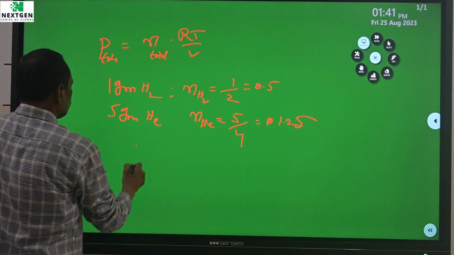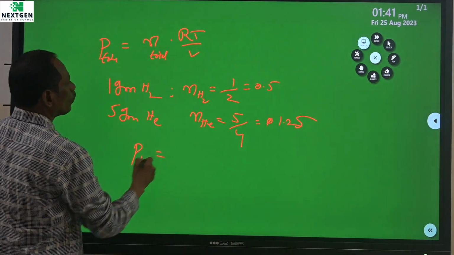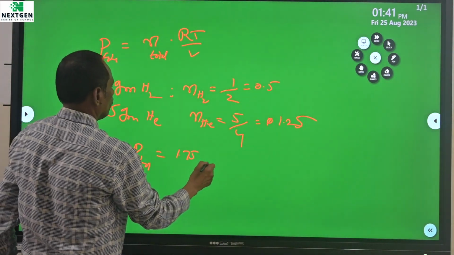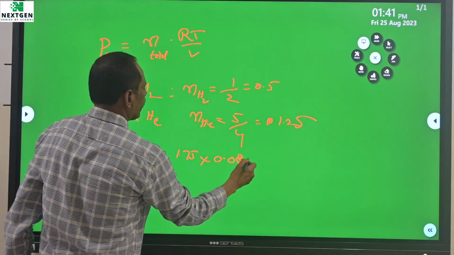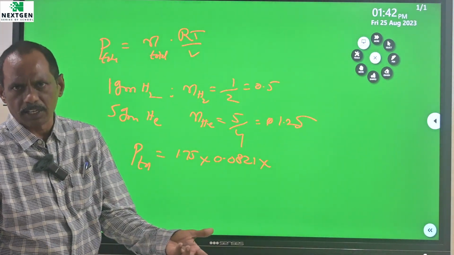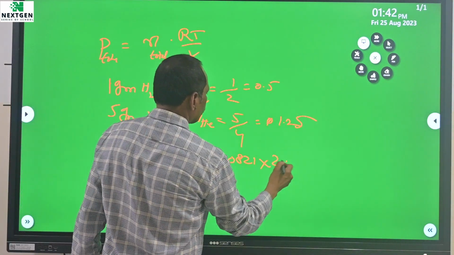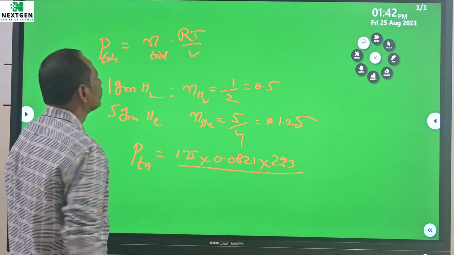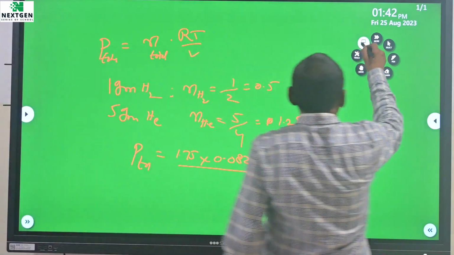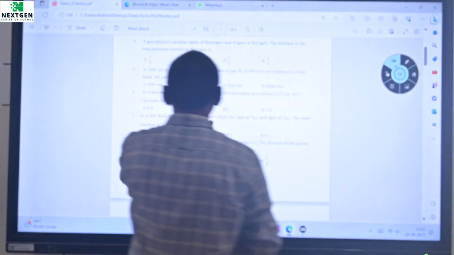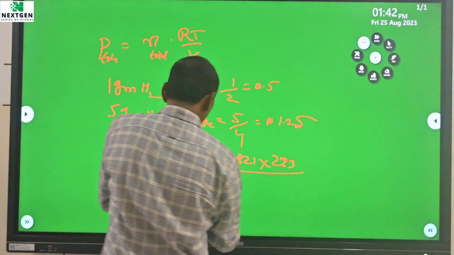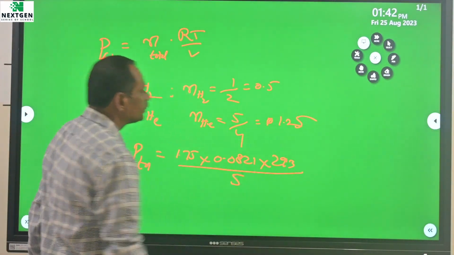Then the total pressure is equal to the total mole number, 0.5 plus 1.25, that is 1.75, into R, 0.0821, into temperature, which is given as 20 degrees, 20 plus 273 Kelvin, 293. Now, what is the volume? How many liters is the vessel taken? A 5 liter vessel is taken, which means the volume is 5.